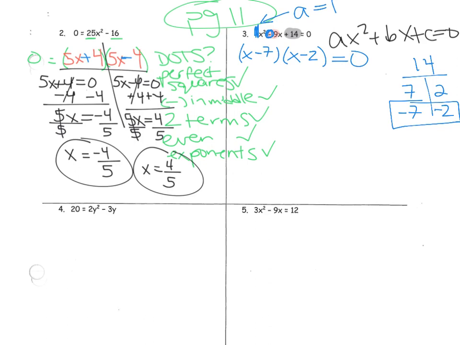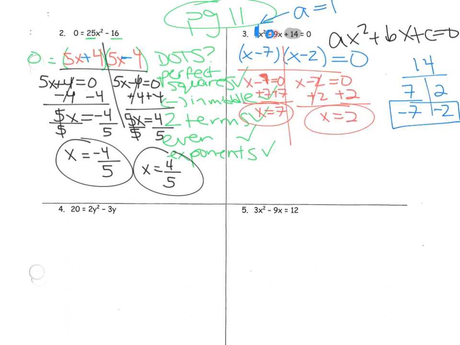So now that we've factored this, you can t-chart, set equal to 0, and solve for x. Again, if you want to, pause the video here and try this on your own. All right, your solution should be x equals 2 and x equals 7. All right, let's continue to move on. Let's go to question number 5.